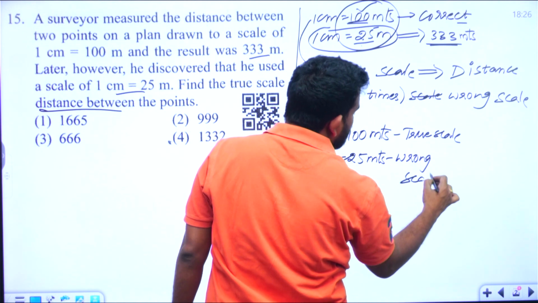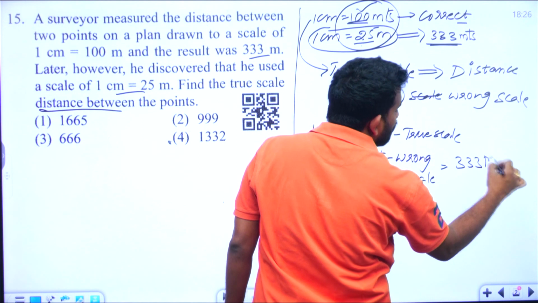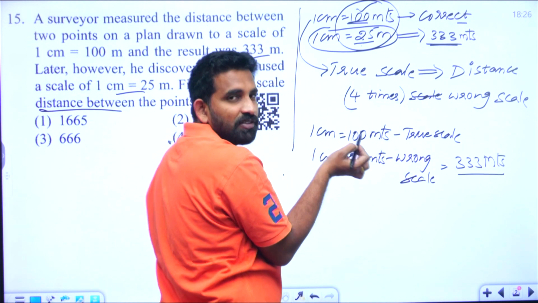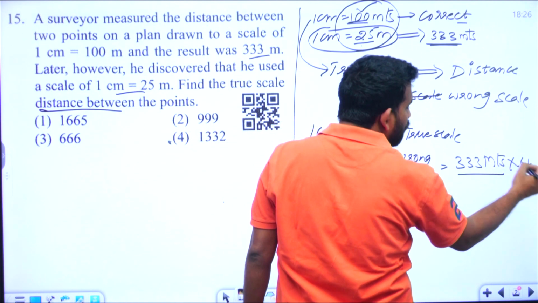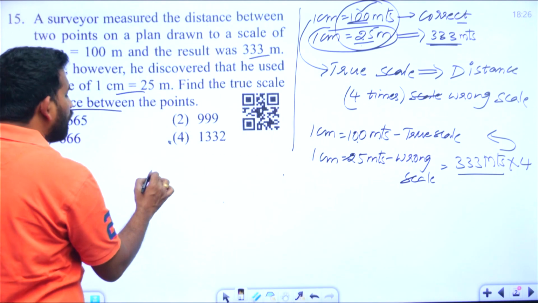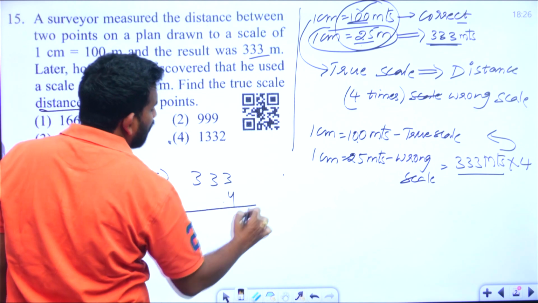Now, when he used this wrong scale, he got a value of 333 meters, which was 4 times lesser than the true value. If I simply multiply this by 4, I will easily get the correct answer. So simply multiply the 333 meters by 4 so that you will be able to get the correct answer.